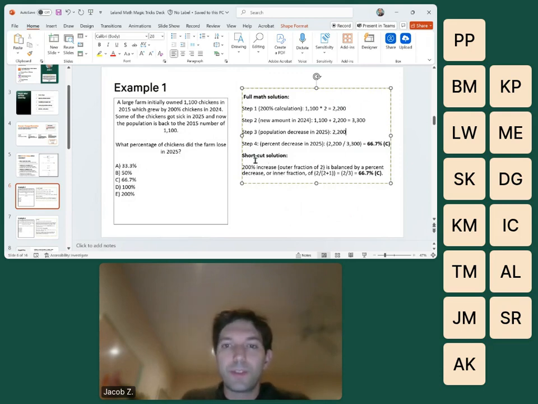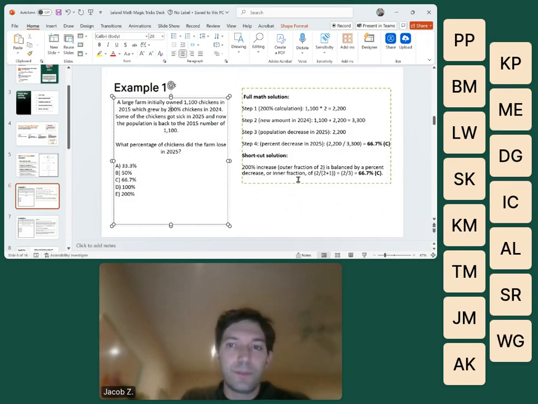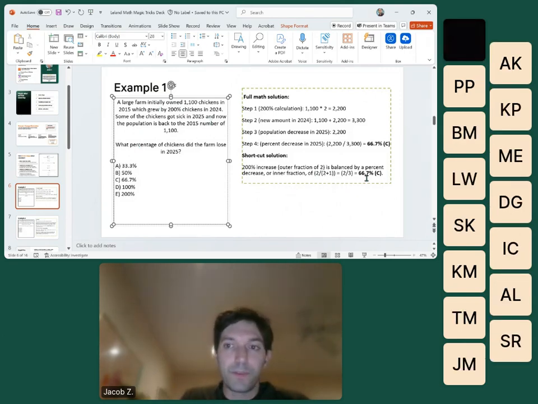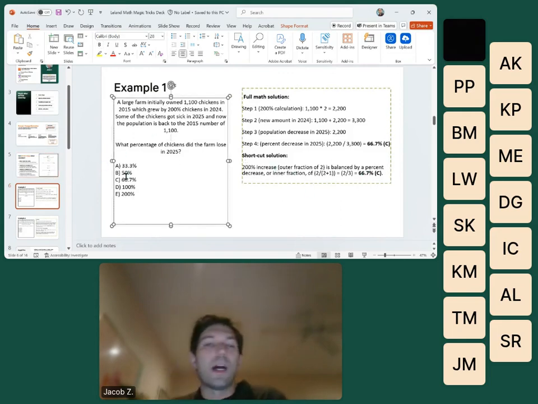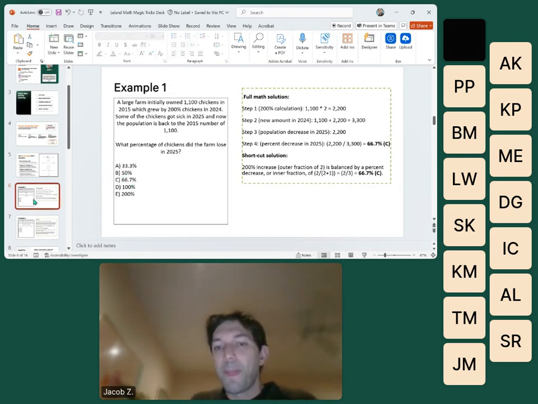But what if you noticed that the 200% increase is one of the formulas that we mentioned, right? So call this a fraction of 2/1. So that's just balanced by the 2/2 plus 1, or 2/3. There you go, 66.7%. So for this one, if you work to use the formulas and you remember how that relationship works, you can actually get to this answer C without doing any sort of calculation.